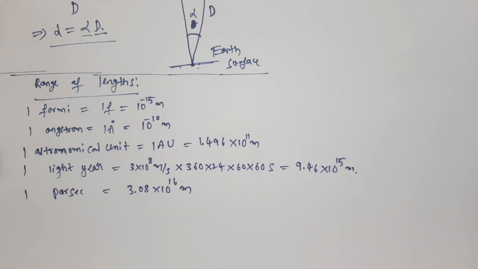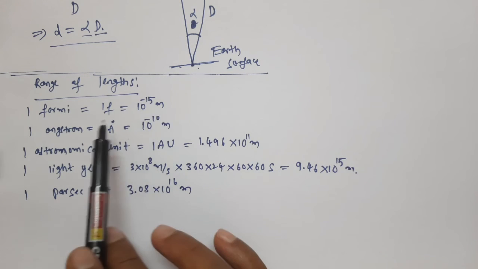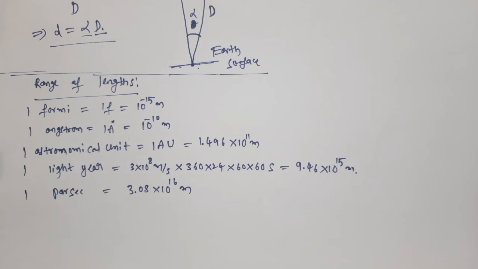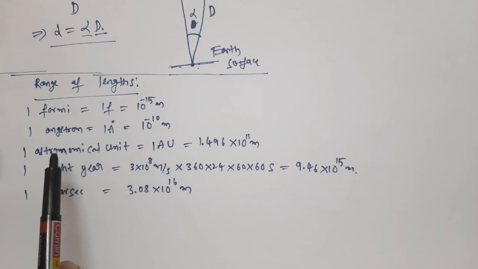Yes, now let us see the range of lengths. The smallest unit of length is Fermi. 1 Fermi is equal to 10 power minus 15 meters. Usually we use this unit Fermi when we measure the size of the nucleus of any atom. Usually the size of nuclei is in the order of a few Fermis. And 1 angstrom is equal to 10 power minus 10 meters. So usually we use this unit, angstrom, when we measure the size of atoms.